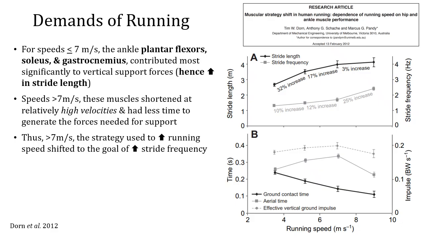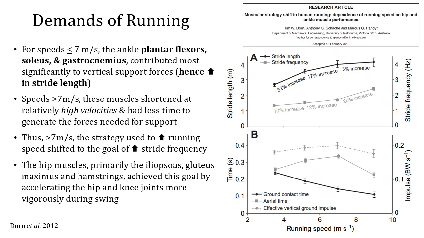And thus, greater than 7 meters per second, the strategy used to increase running speed shifts to stride frequency once stride length has been maximized. The hip muscles, primarily the iliopsoas, glute max, and hamstrings, achieve the goal of going faster once we accelerate beyond that 7 meters per second.